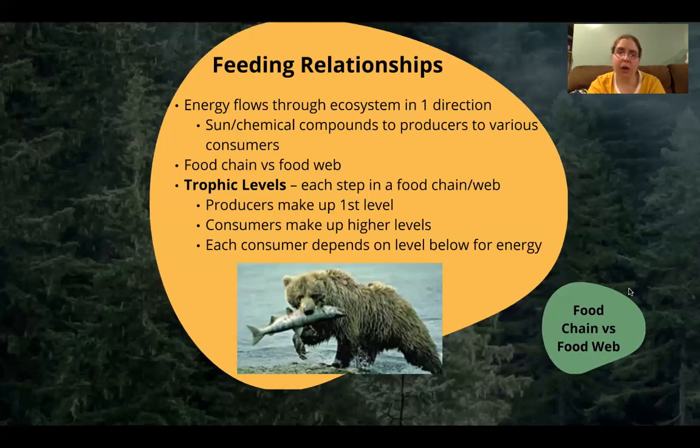Producers will always make up the first trophic level. And then consumers are always the higher levels. So it starts off with the producers as the first trophic level. Then the deer would be the second trophic level because it eats the grass. And then the wolf would be the third trophic level because it eats the deer, which is at the second trophic level. And each consumer depends on the level below it for energy. So what that means is that it depends on its food source for energy.